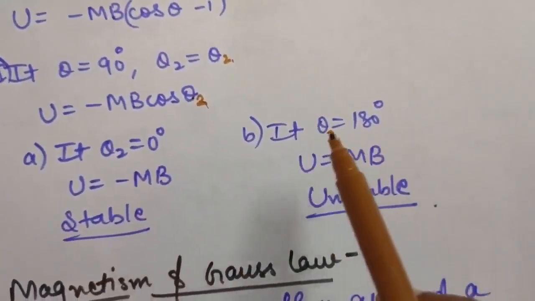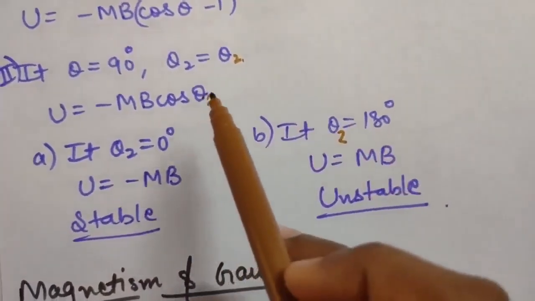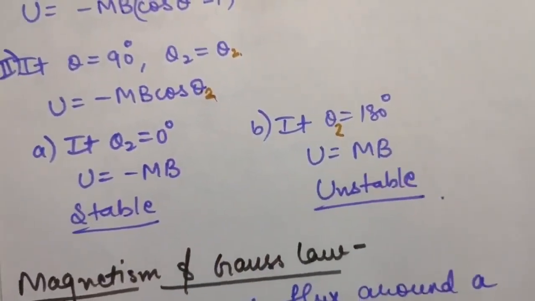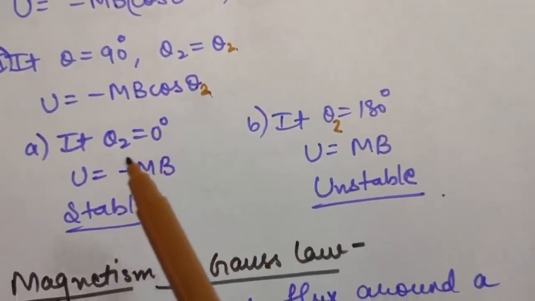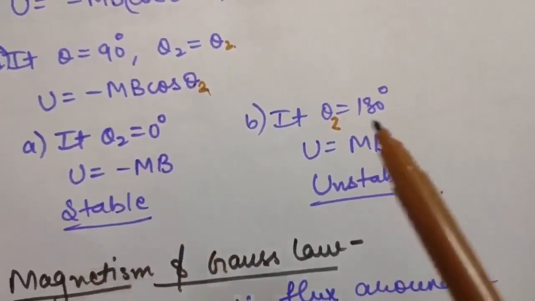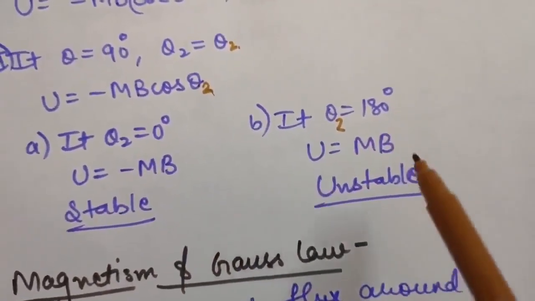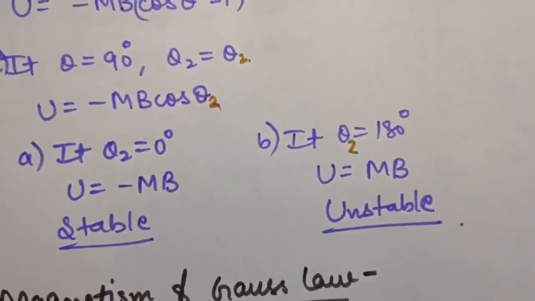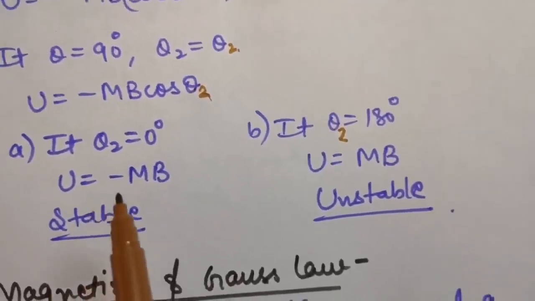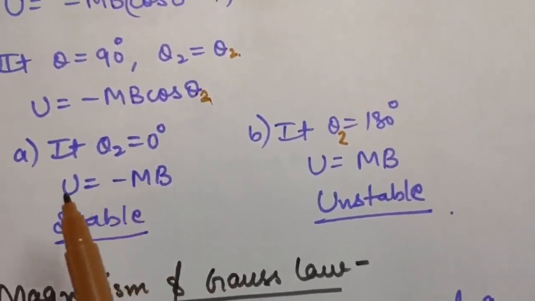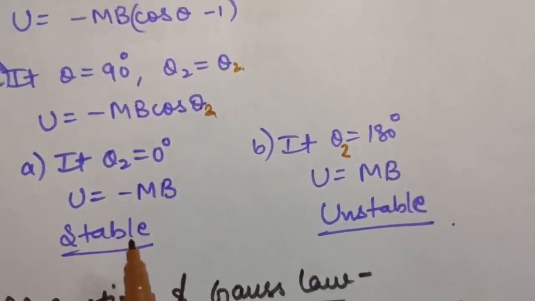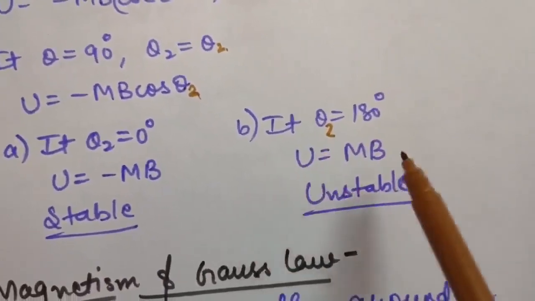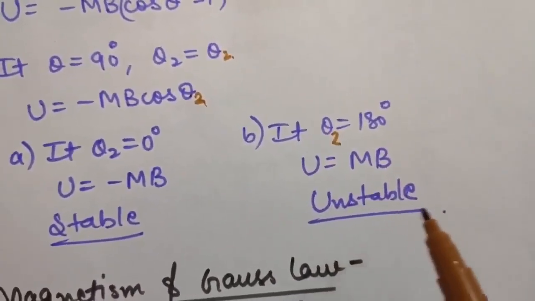And if in this case θ2 is 180 degrees, cos 180 will be -1. So minus mB into -1 will become mB. So if you clearly look here, when θ2 is 0, the potential energy is minimum. But when θ is 180 degrees, potential energy is maximum. This is the reason why we call θ 0 stable equilibrium and θ 180 unstable, because in this case torque is 0 but energy is minimum, so it is stable equilibrium. But in this case torque is 0 but potential energy is maximum, so it is unstable equilibrium.